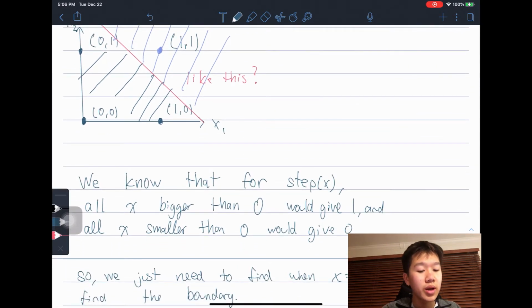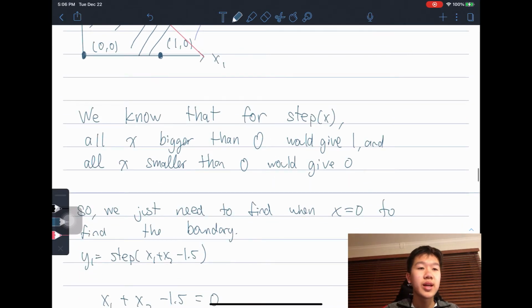So we know that given the function step of x, all x bigger than 0 would give 1. That's the definition of the function. And all x smaller than 0 would give 0. Just a quick refresher, step of x gives 0 if x is smaller than 0, and gives a 1 if x is bigger than 0. And we'll just say that when it's equal to 0, it's a 1.